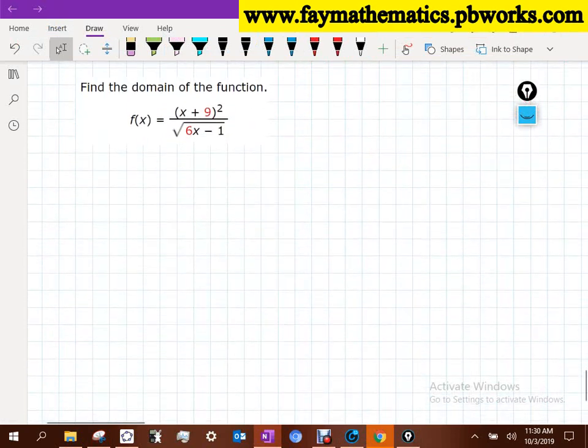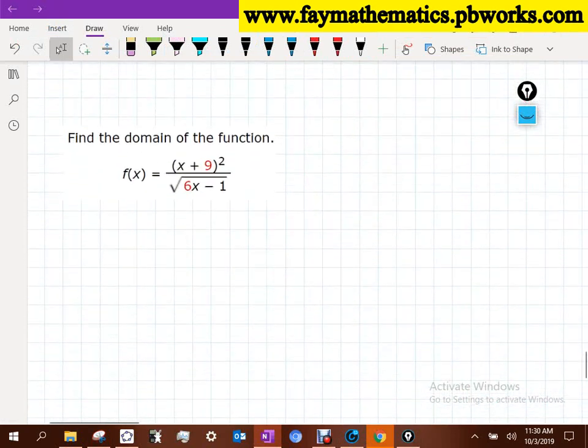All right, find the domain of the function. Numerator, x plus 9 squared. Is that a square root or cube root or fourth root or anything like that? Polynomial, right? Okay, that's x squared plus 18x plus 81. That's polynomial, so the numerator is all real numbers. You can plug anything in that numerator you want to. No matter what you plug in, you'll get a real number back.